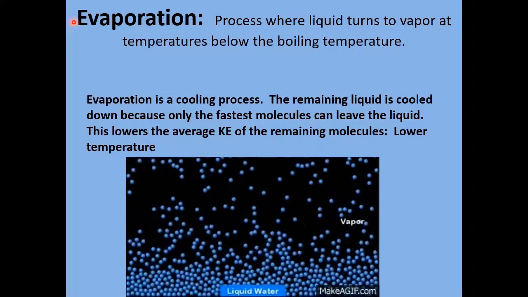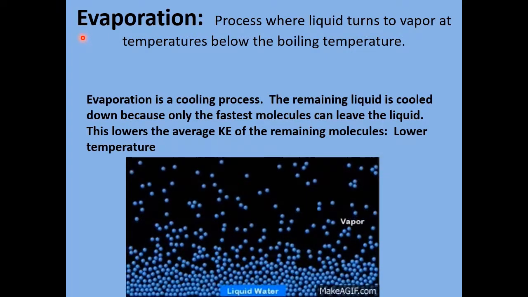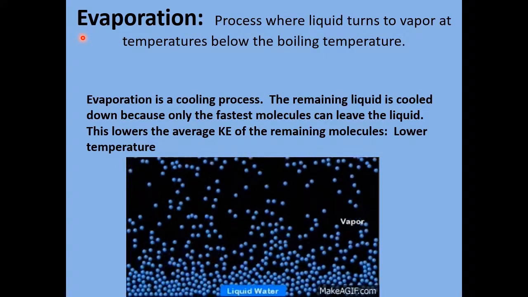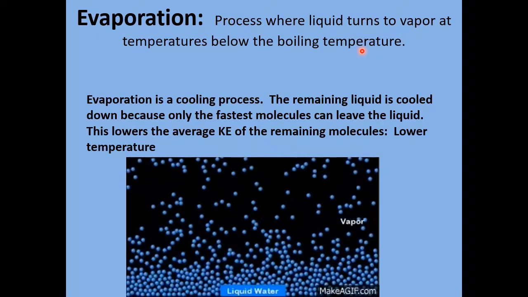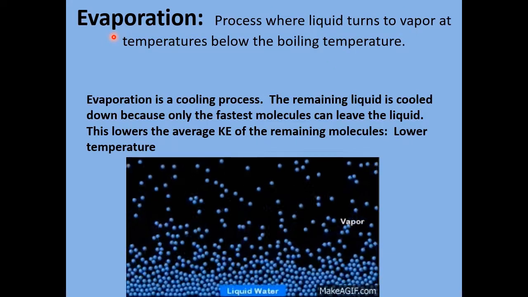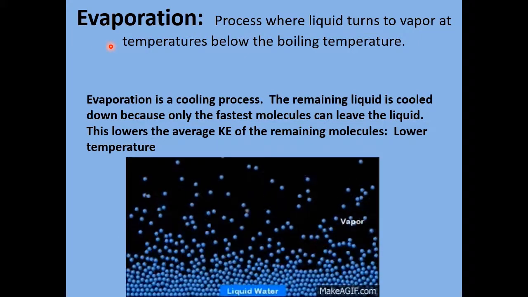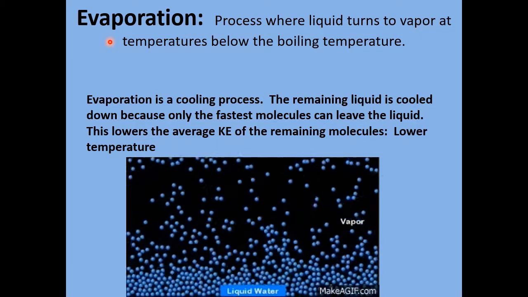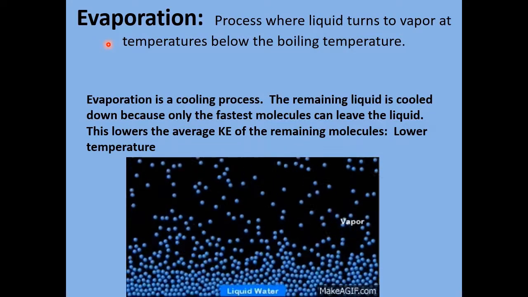Okay, the last type of heat transfer mechanism that we're looking at here is evaporation. Evaporation is a process where a liquid turns to vapor at temperatures below the boiling temperature. So in other words, you take a little dish of water and leave it out. Now the water is at room temperature, okay? It's nowhere near its boiling temperature, but over time that water will all evaporate and it'll be gone. So how does this happen?